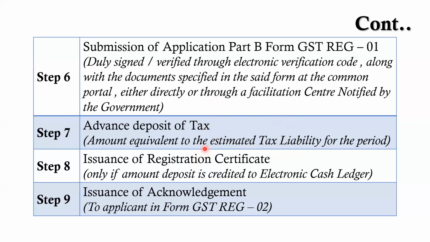Next is the issuance of the registration certificate. Only if the amount you have filled in after Part B is verified, and only if it has been credited to your electronic cash ledger, then the acknowledgement is available in GST REG-02.